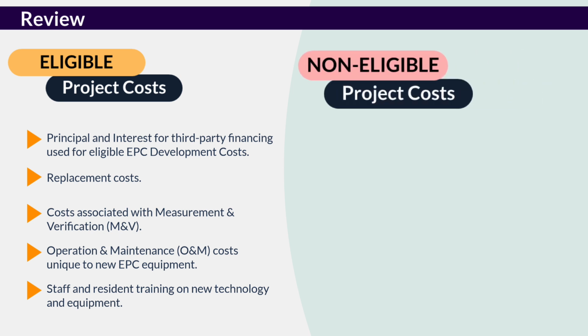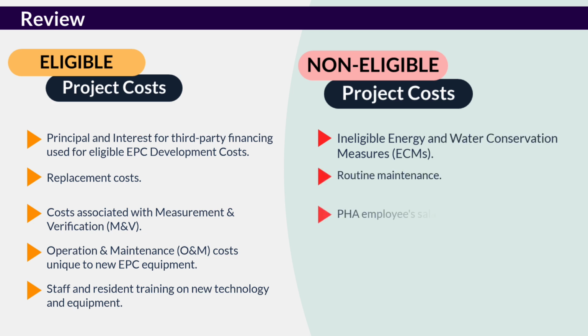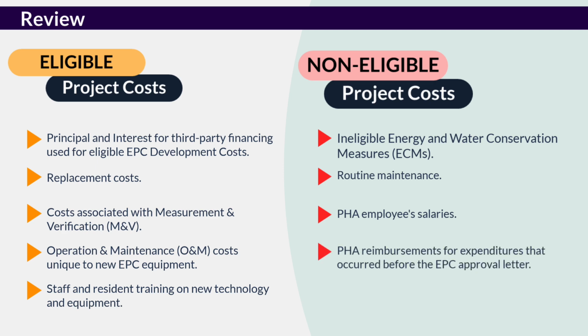Examples of non-eligible EPC project costs may include but are not limited to ineligible ECMs, routine maintenance, PHA employees' salaries, and PHA reimbursements for expenditures that occurred before the EPC approval letter.